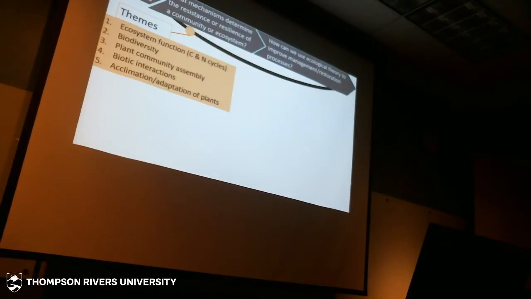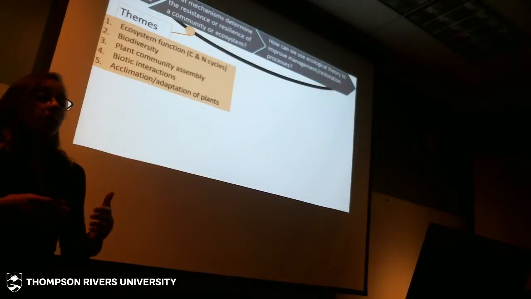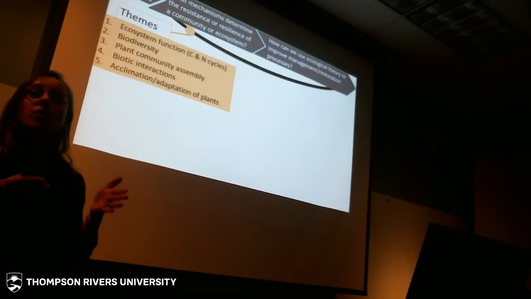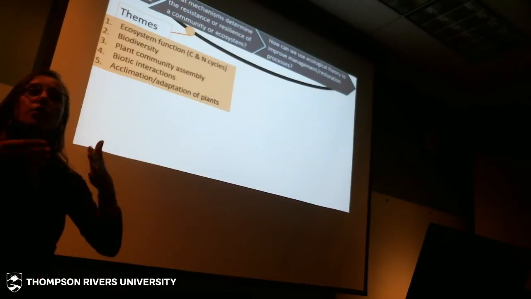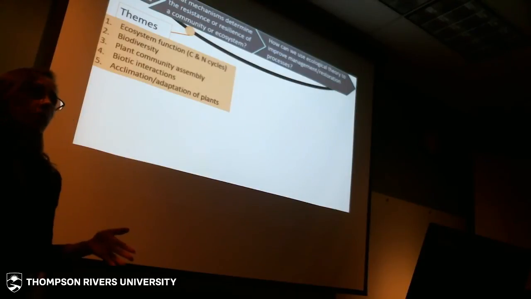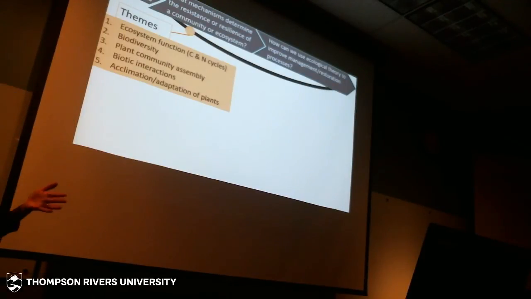systems. So acclimation is simply that the plants are not changing their genetics, they're just changing their phenotype to respond to the drought, or whatever extreme precipitation you're talking about. Whereas adaptation is actual genetic adaptation to it. So I would like to explore that as well.